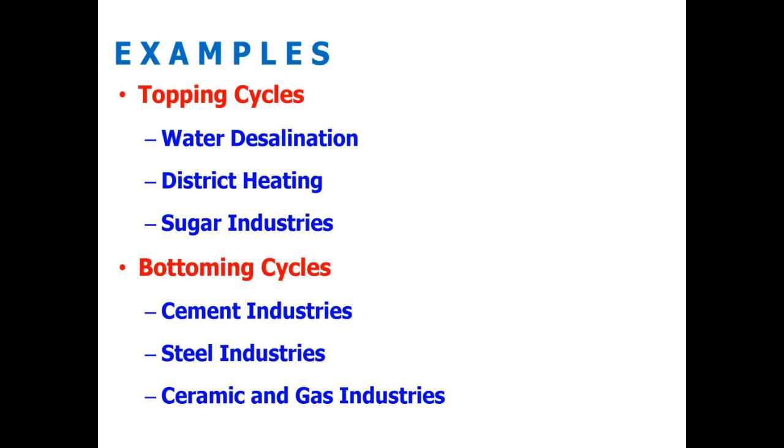Water desalination plant, you already know, in some coastal areas like Orissa, some parts of Andhra, there is a water shortage and also a power shortage. At that time, they are using a water desalination power plant. And the next one is district heating. This is a very important topic in topping cycle.